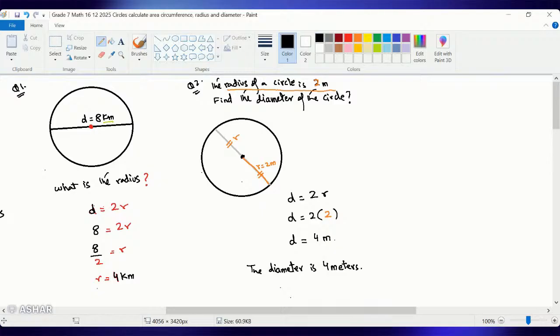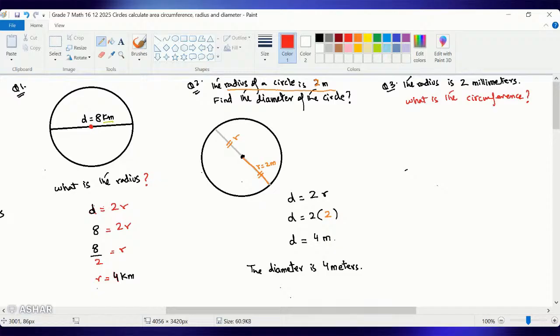A similar question is given to us. The question says the radius is 2 millimeters. Find the circumference. Okay, we need to find the circumference.